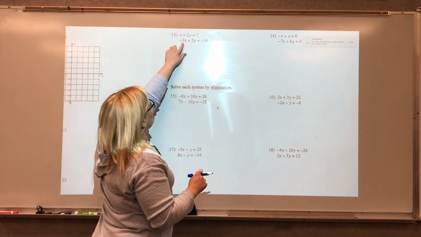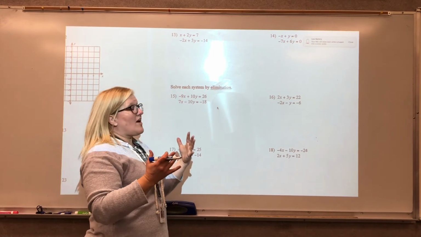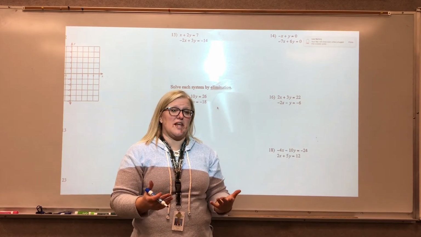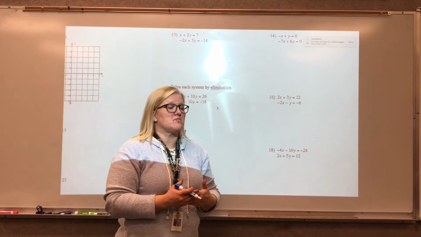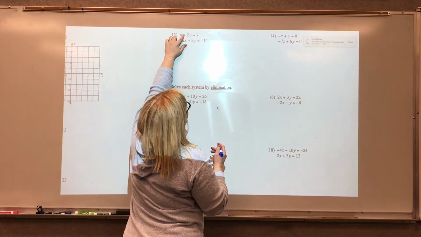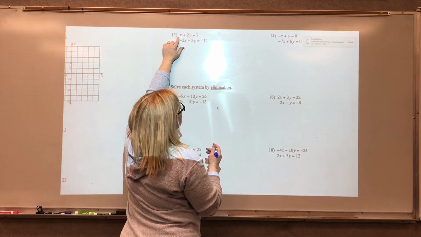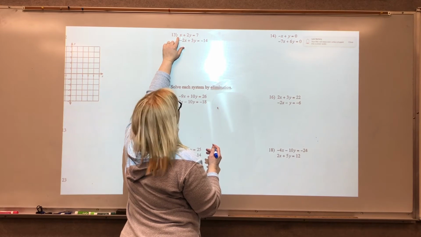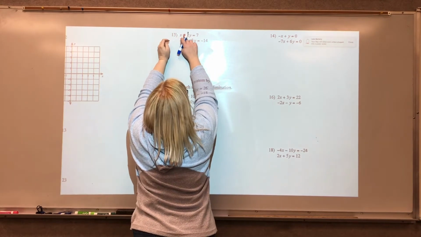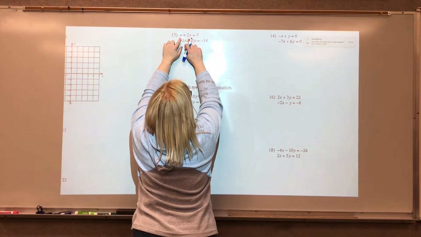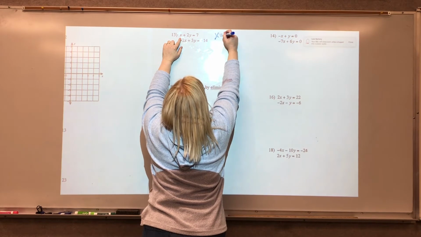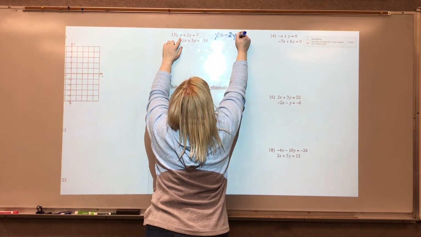Honestly, if I were doing this and I had my choice, I would use elimination, but they're telling me I need to use substitution. So I'm going to get x by itself because it doesn't have a coefficient with it. So I'm going to take 2y and move it over and switch the sign. So x equals negative 2y plus 7.